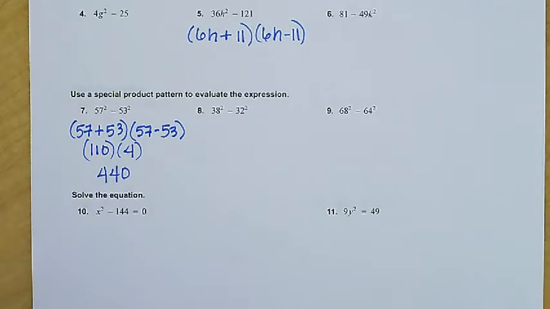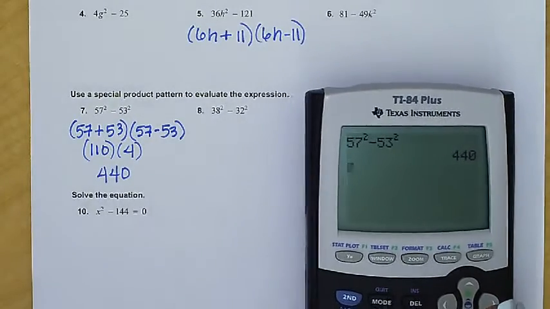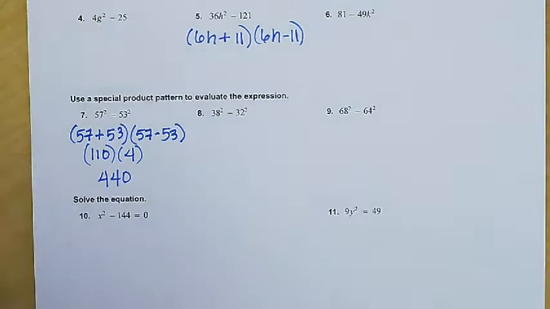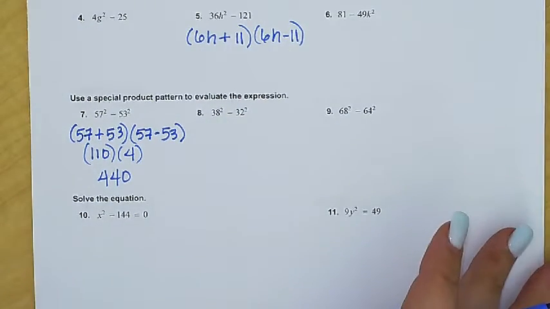Okay? And then it just lets you use the same rule to work out problems that would otherwise be pretty cumbersome. And I'm just going to show you here on the calculator that it does work. If I had checked it, if I did have a calculator and I did 57 squared minus 53 squared, there it is, 440, right? But that difference of squares lets me calculate it in a much easier way, okay?